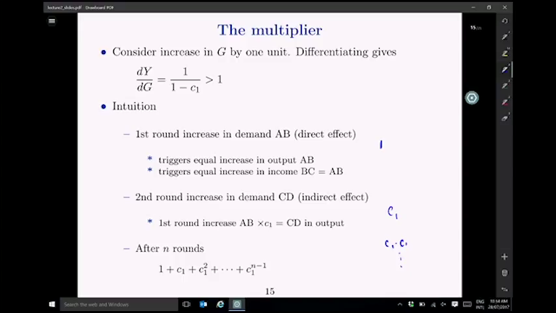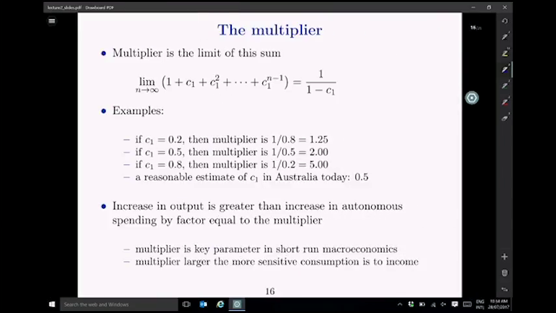Well, that doesn't look very pretty. There are many items here in the bottom expression. But if you have some math background, you know this is actually not too bad, because the limit of this geometric sum can be given by a very nice formula. If C1 is between 0 and 1, we can show that the sum of all this is given by 1 over 1 minus C1. That's how we get the multiplier. That is, a 1 unit increase in autonomous spending will trigger many rounds of change, and the ultimate impact on output is given by this multiplier.